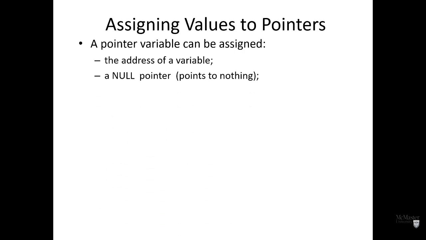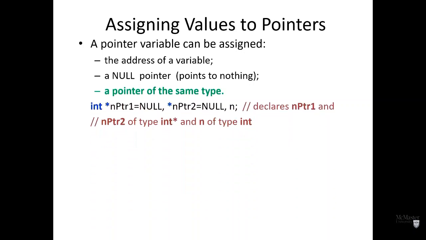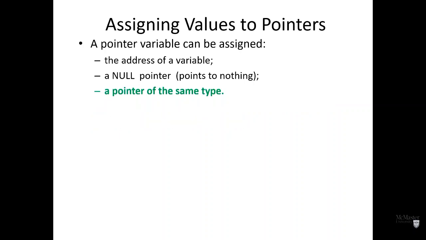So you can assign an address of a variable to a pointer. We have done this. You can assign a null to a pointer to point to nothing. We have done this. You can also assign a pointer to a pointer. But it has to be of the same type. So if it's a pointer to an integer, and then you have another pointer to an integer, you can assign pointer A to B, right? What will happen in this case? Both pointers will be pointing to the same memory location, right?